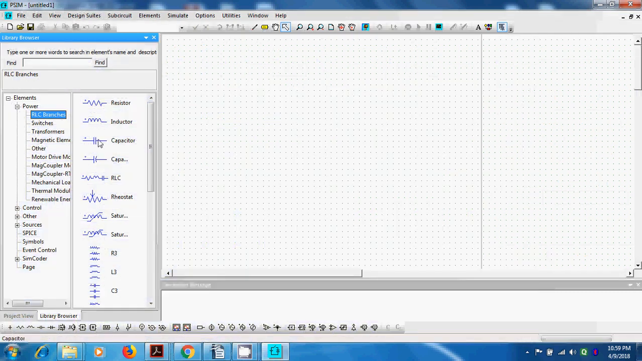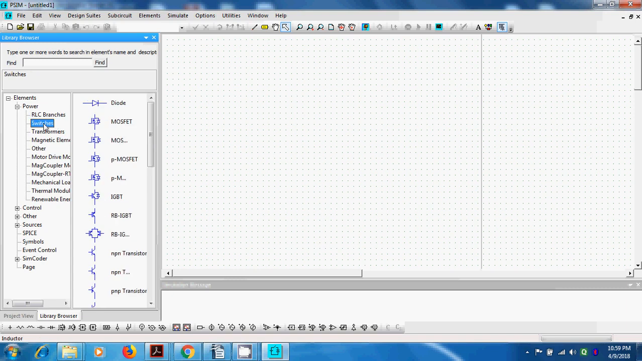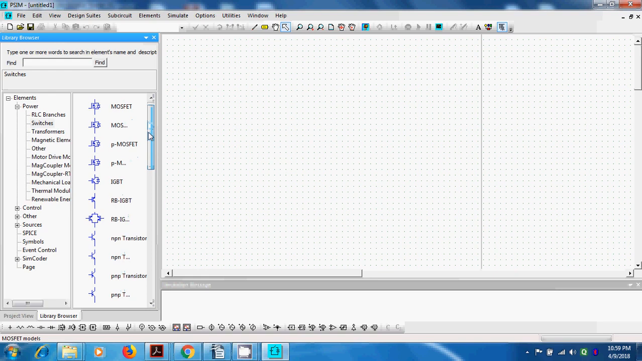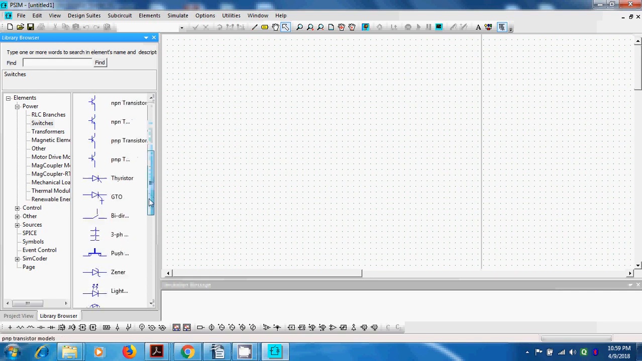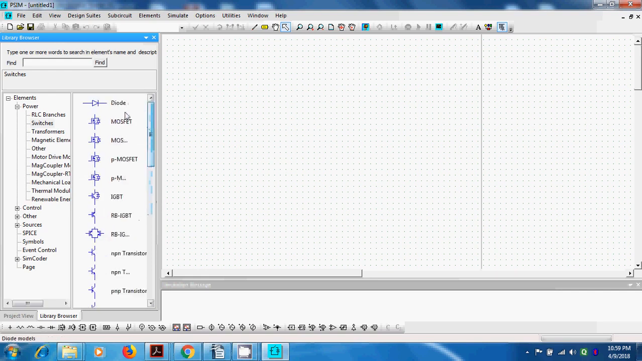Here we can see the different elements like power, and in this case we can see the RLC branch. In the RLC branch we can see the resistor, inductor and capacitor. We can drag them and use these components in circuits. Then we have switches. We are especially using power semiconductor devices. It can be a diode, MOSFETs, p-type MOSFETs, IGBT, thyristors like SCRs, transistors, or gate turn off thyristors. Then we can use transformers: ideal transformers, single phase, three phase, different wired transformers.